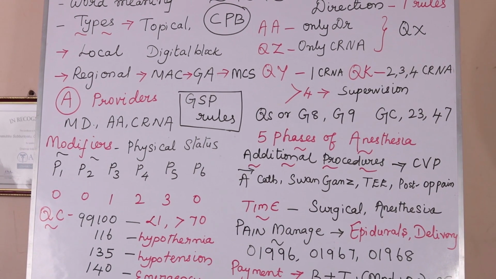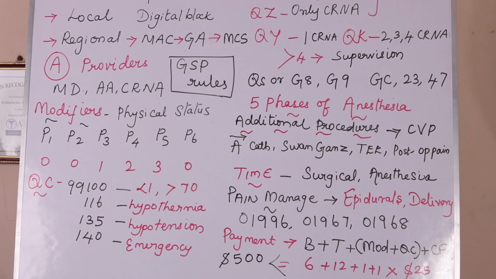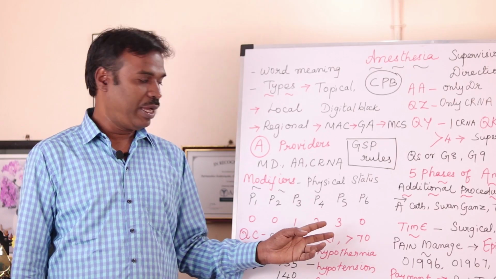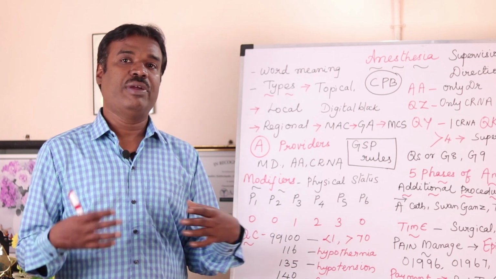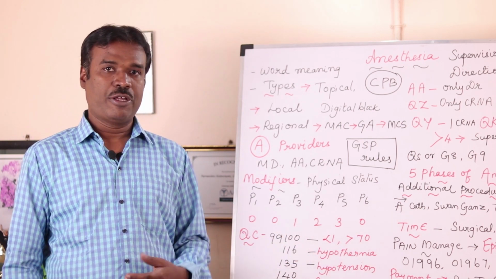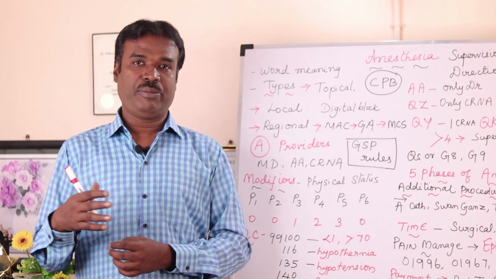In order to notify that, we are going to assign a CPT code called 99100, which is given for patients who are less than 1 year of age and who are more than 70 years of age. 99116, hypothermia. This is an induced hypothermia.